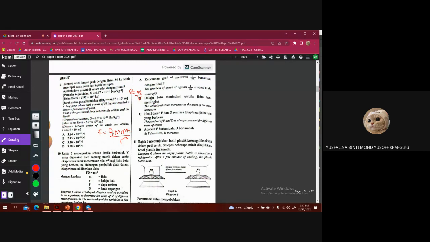Okay, so F is G M1 M2 over R square. So this one, can you calculate on your own? All the values are already given. I just give the answer here. So for number 9, the answer is C.